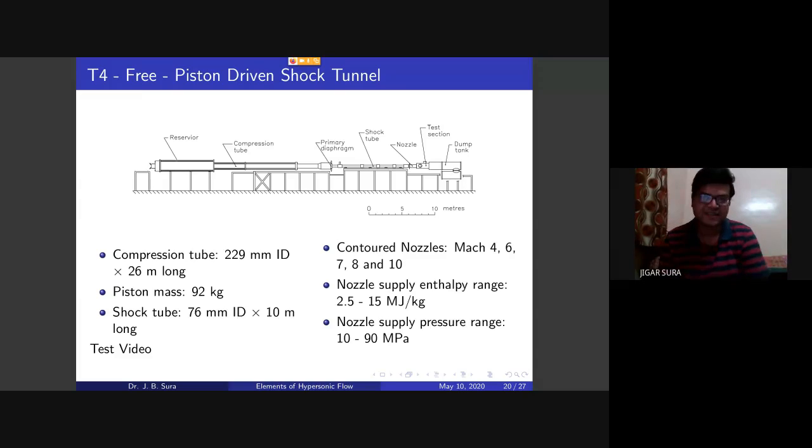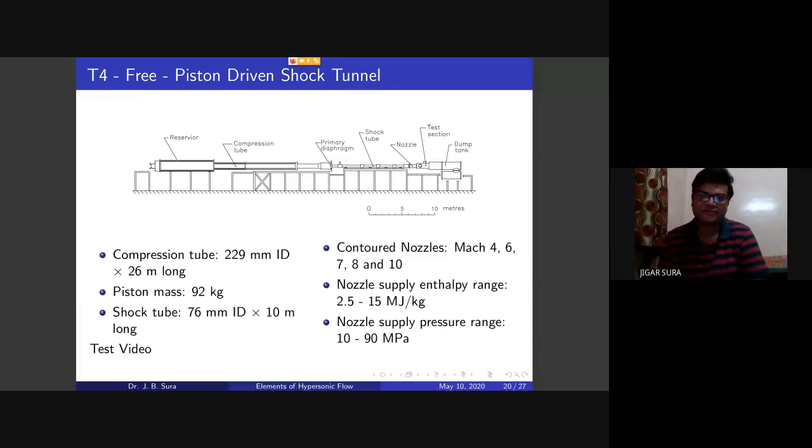The piston that drives into the compression tube is 92 kg. So think that 92 kg is almost equal to the weight of an Activa 110, near to 100, 110 kerb weight of an Activa or scooty range. So that much mass will be traveling at least 60 km per hour. At least I'm saying. Think about the momentum achieved, and to achieve that momentum only with air, it is like you blow the air to drive the scooty at 60 km per hour speed. Think how much power you will need.